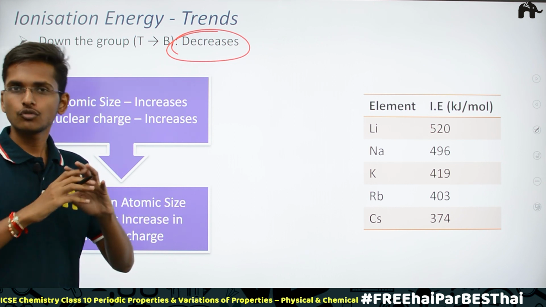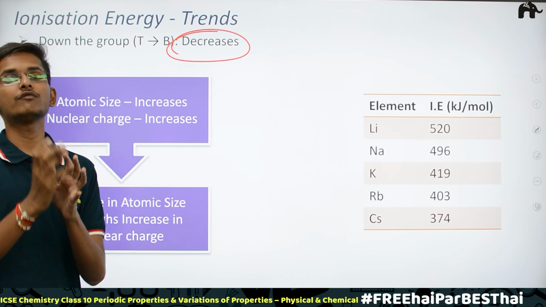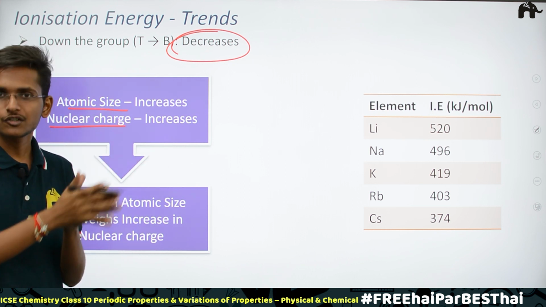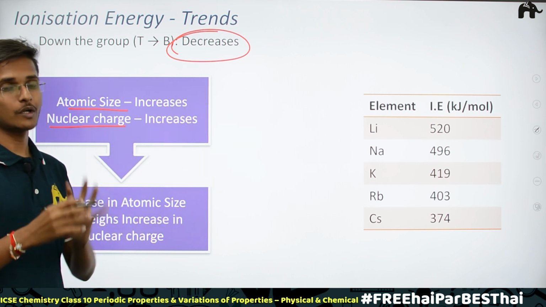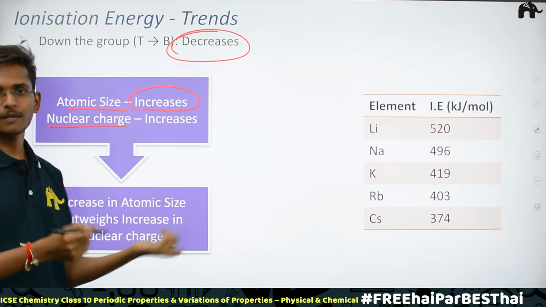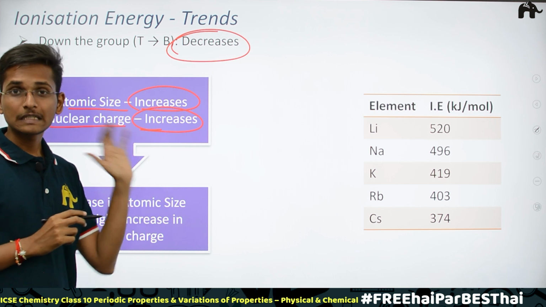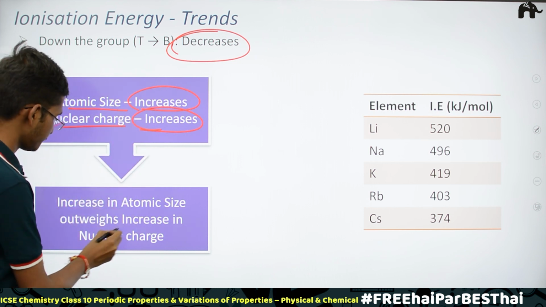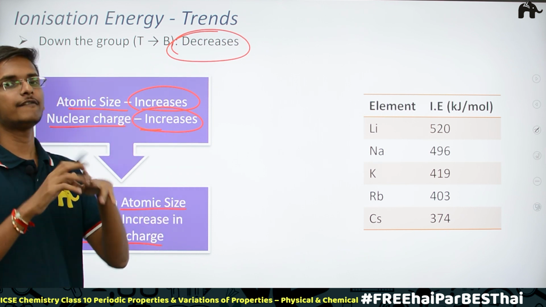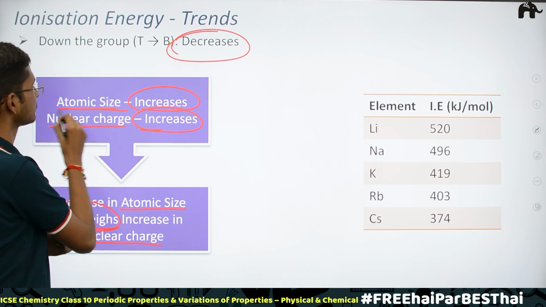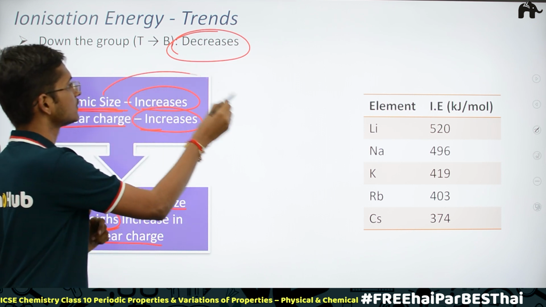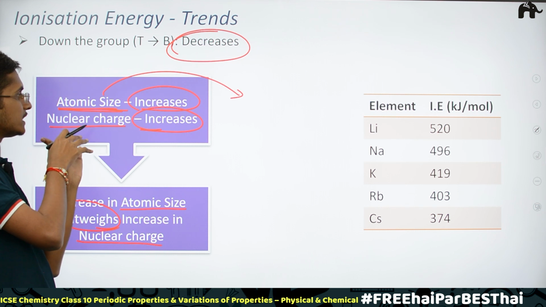Let's understand this. It is decreasing because of the factors on which it depends, the atomic size and the nuclear charge. What is happening to them? When we are moving down the group, we all know atomic size increases and nuclear charge also increases, because the atomic number is increasing. But the increase in the atomic size is more than the increase in the nuclear charge. So the effect due to the increase in the atomic size would be more than the effect due to the increase in the nuclear charge.